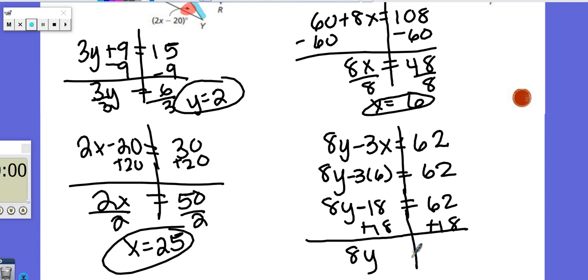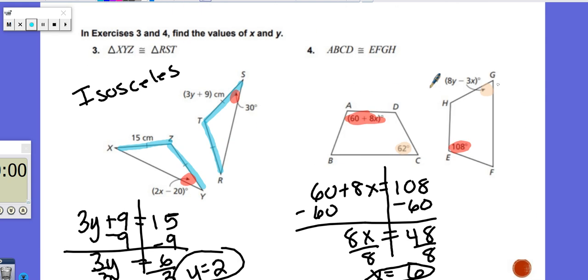8y equals 80. Yep, divide by 8, divide by 8, y equals 10. And we are done. So we answered that question. Let's keep moving.